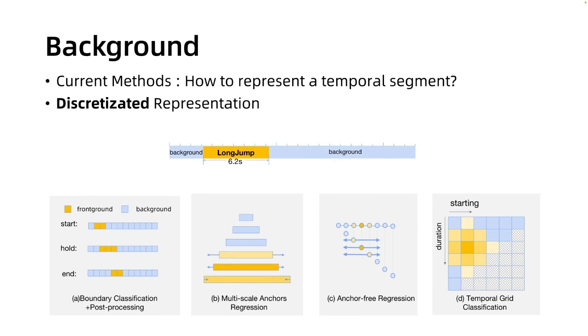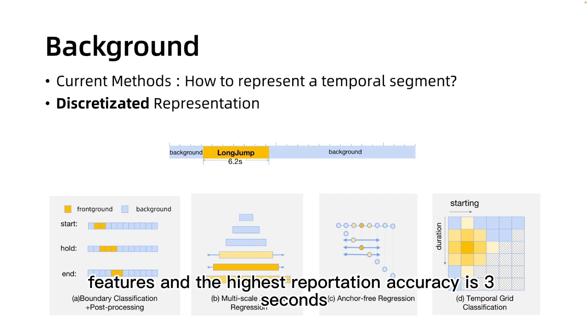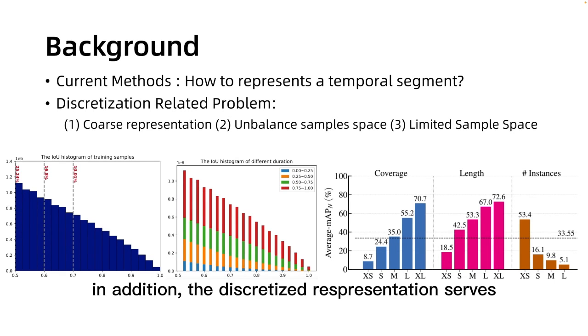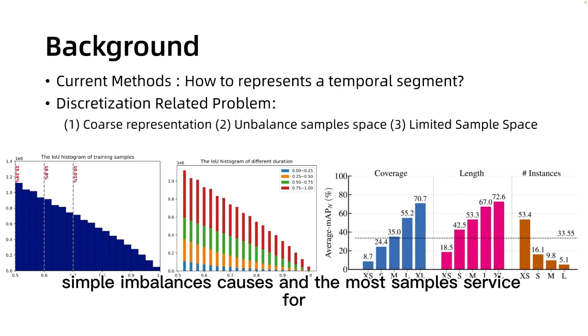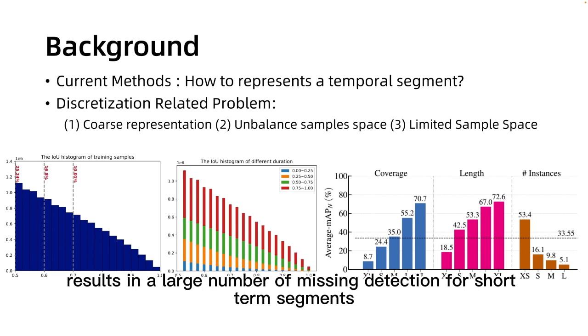However, we found the representation accuracy is related to the number of feature samples. For example, when representing a 1 minute video with 20 features, the highest representation accuracy is 3 seconds. In addition, due to the discrete representation, a sample imbalance arises, which favors long-term segments and results in a large number of missing detections for short-term segments.